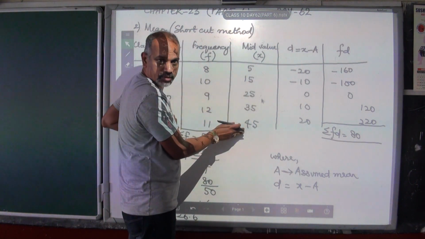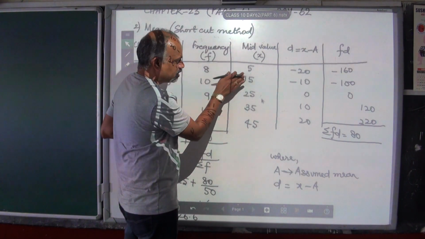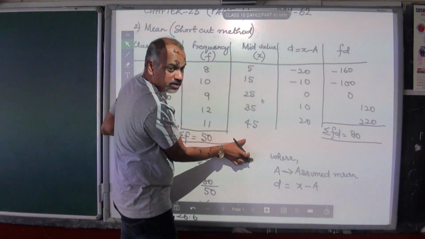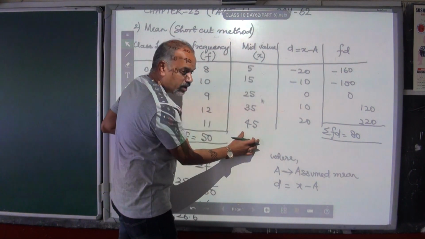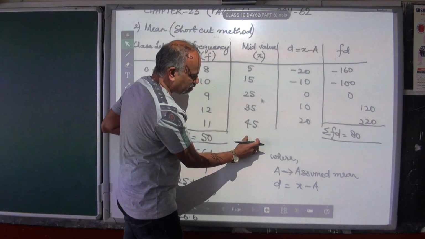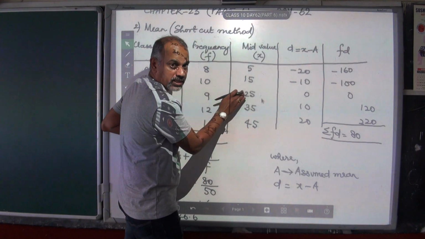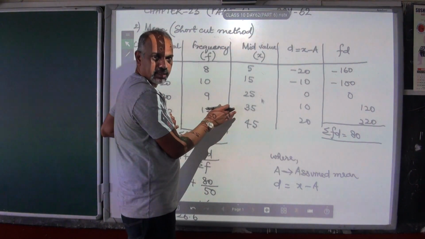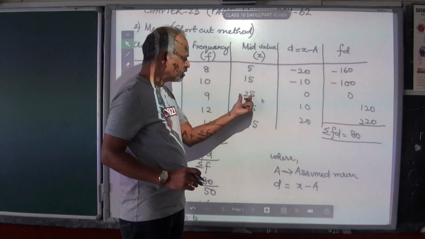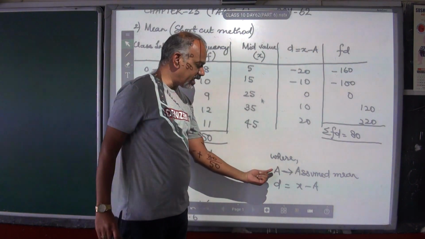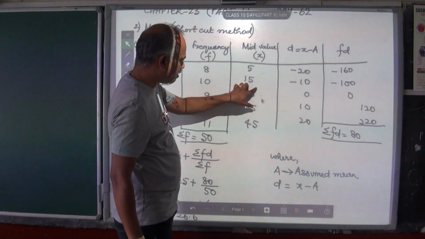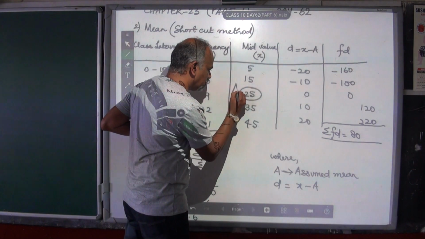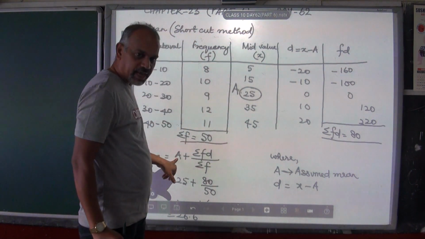You can choose anything you want. If there were 6 mid values, 5, 15, 25, 35, 45, and even a 55, then 25 and 35 would be in the middle. You can choose one of them, either 25 or 35. That's your wish. Whichever value you want, you can assume as your A value. In this case, in the middle you have 25, therefore I am going to assume this as the mean. So that value is A. So we got A's value.